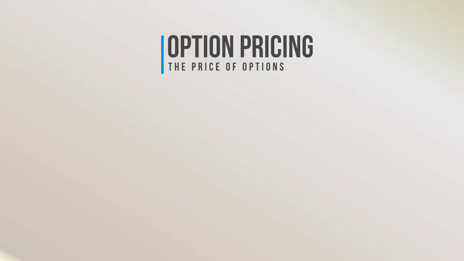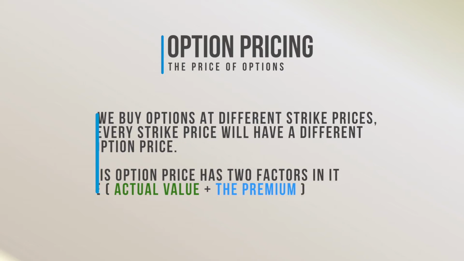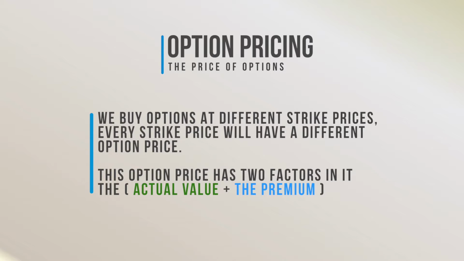Okay, so we are done with the basics of options, as in we're done with the theory. So now we'll get into the core of options. So in option pricing, let's talk about how the price is derived. Now we buy options at different strike prices, or every strike price का अलग option price होता है. As in the value of options for every strike price will be different. And this option price or the option value will have two components, the actual value and the premium.